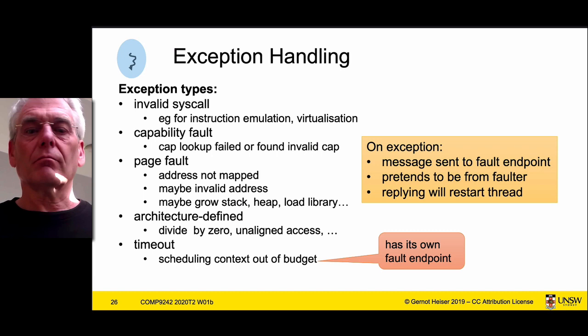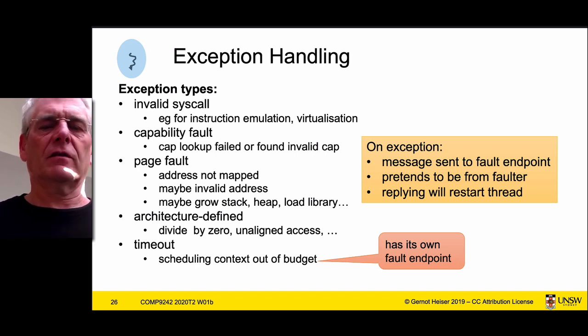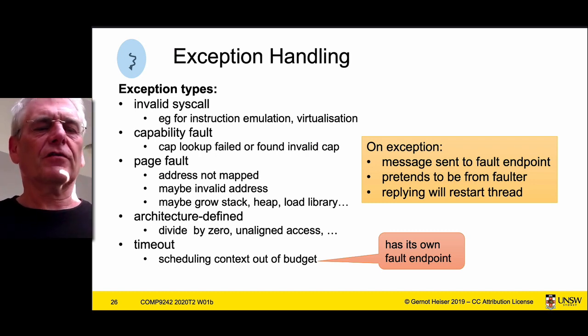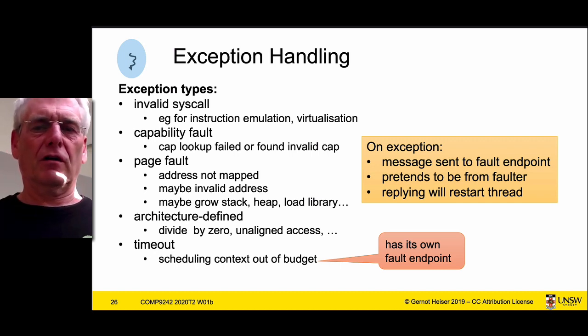So a thread does not have to have a timeout endpoint, in which case the timeout is just simply silently ignored and the thread is suspended or put at the end of its scheduling queue. For your purposes, you typically don't need timeout exceptions. You can just ignore them, let everything run with a budget that's equal to the period, and then you don't need to worry about these at all.